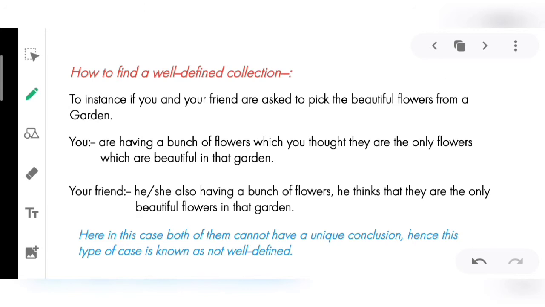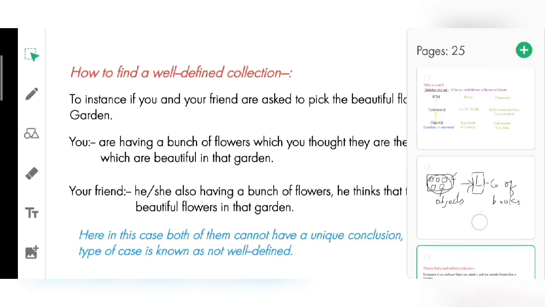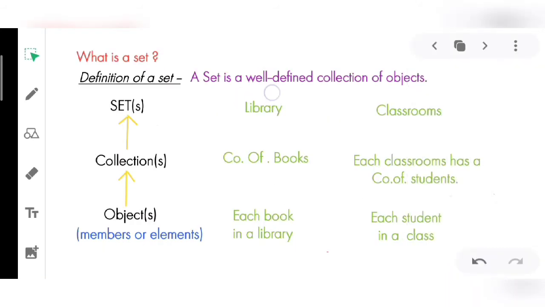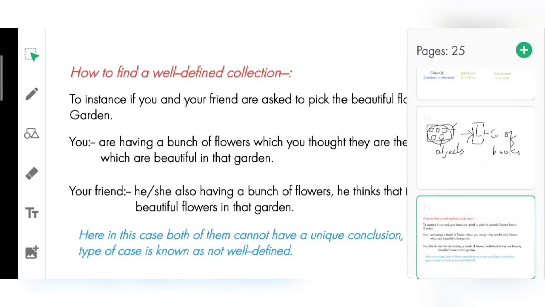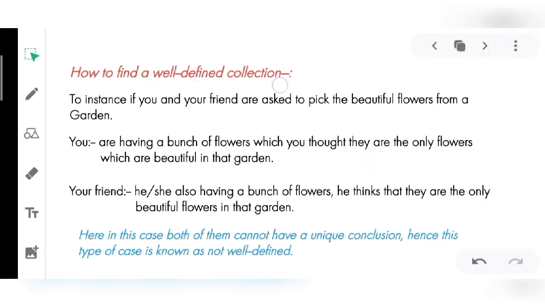Next, we are going to learn how to find a well-defined collection. A set has both not well-defined and well-defined collections. Usually we say that the not well-defined collections are not a set, and by the definition of the set itself we have noted that a well-defined collection of objects is called a set. So surely the collections which are not well-defined are not a set.